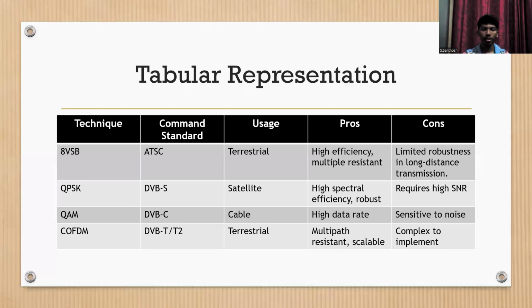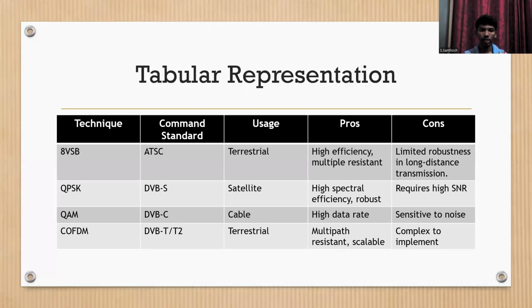Looking at QPSK, we have the DVB-S standards, that is the digital video broadcasting satellite standard, where we use satellites for the broadcasting of our information to our TVs. The advantage is that it has high spectral efficiency and it is also robust. But the disadvantage is we need a high SNR to prevent any disturbances. And that is quadrature amplitude modulation. We saw that it uses both amplitude and phase modulation, that is, a combination of 8VSB and QPSK.